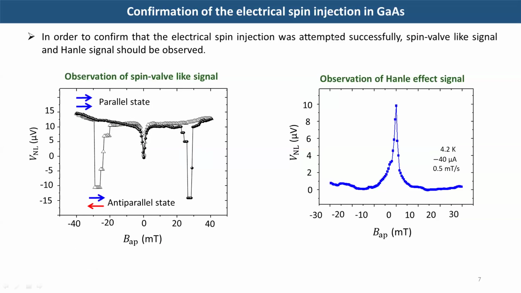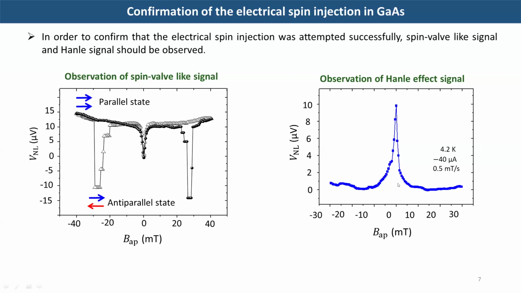Okay, now I'm going to start to discuss the measurement. In order to confirm that the electrical spin injection was attempted successfully, you have to give me evidence that you can see a spin valve-like signal, and you have to show me the Hanle signal. As you can see here, very simply, when you have a parallel state of magnetization between detector and injector, you have this resistance value, and when you have an anti-parallel state, you have this resistance value. Switching the magnetization direction by magnetic field, you have this spin valve here and this valve here. That's why it's a spin valve-like signal.